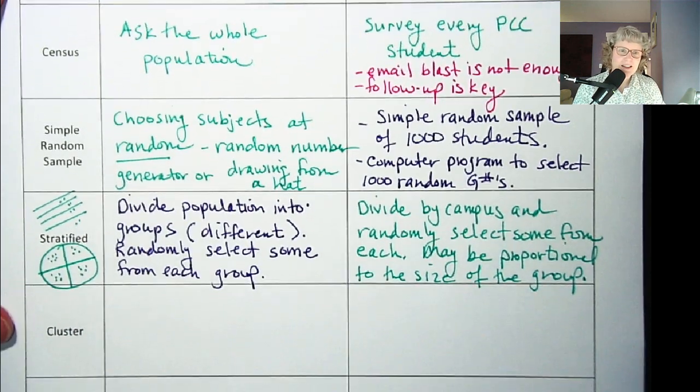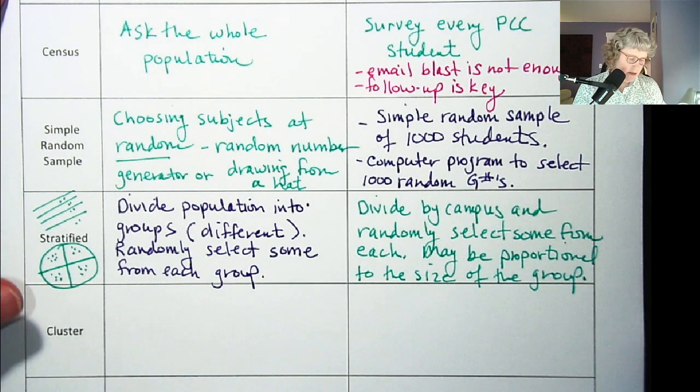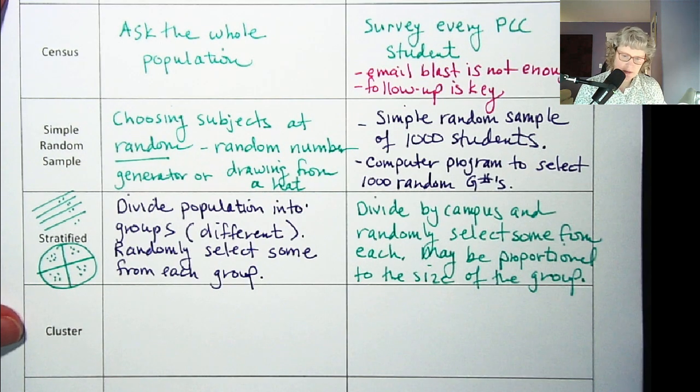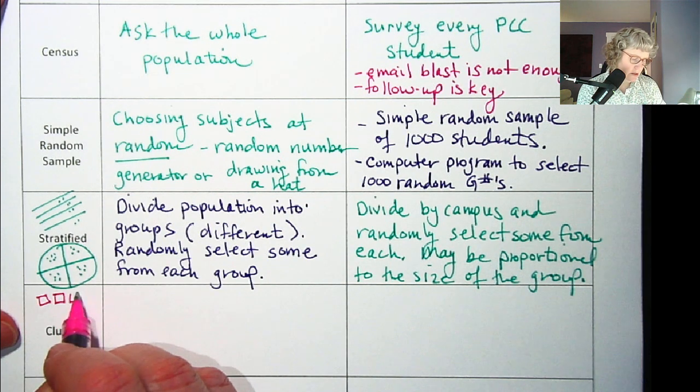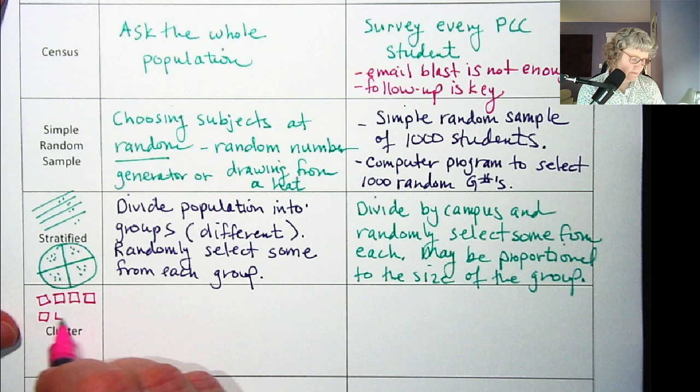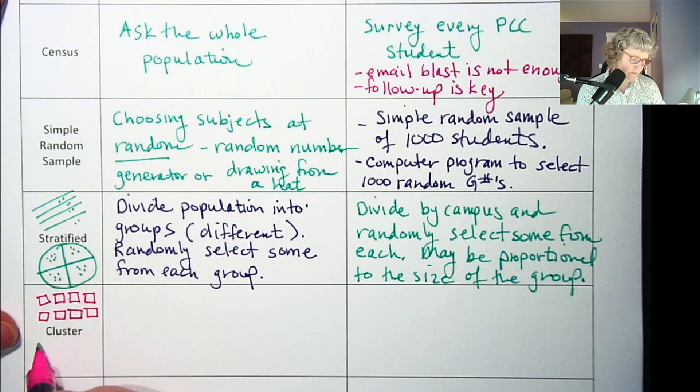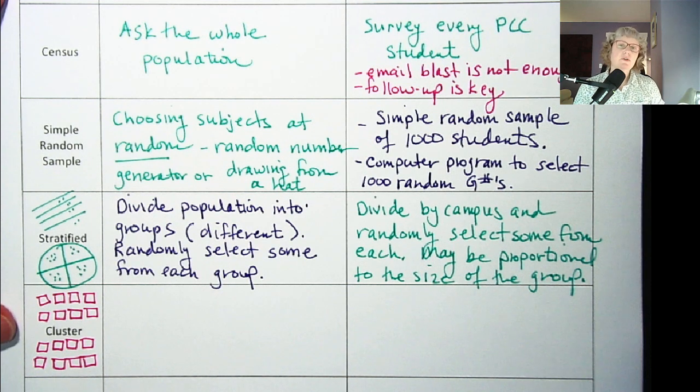So here we go. Now cluster is another one. It's another different way, kind of like stratified, but it's a different way. This is when you have many little groups. If you naturally in your population have small groups, then what you might want to do is randomly select a few of those groups and survey everyone in those groups.